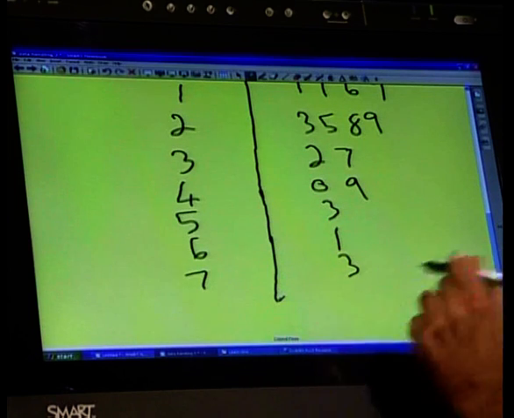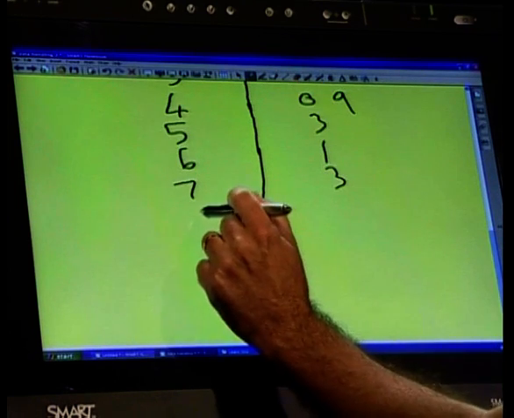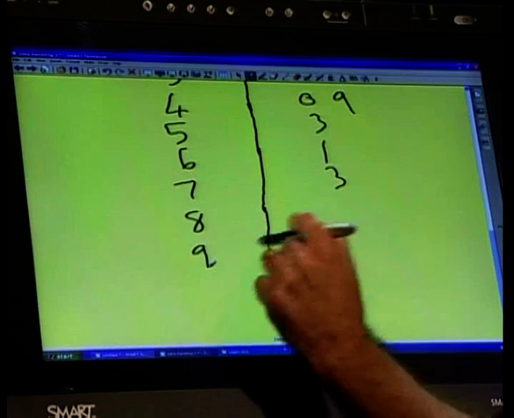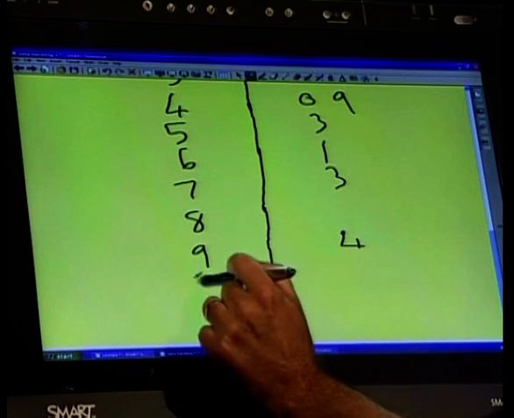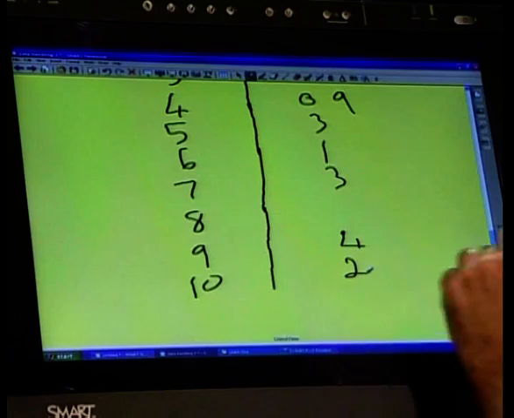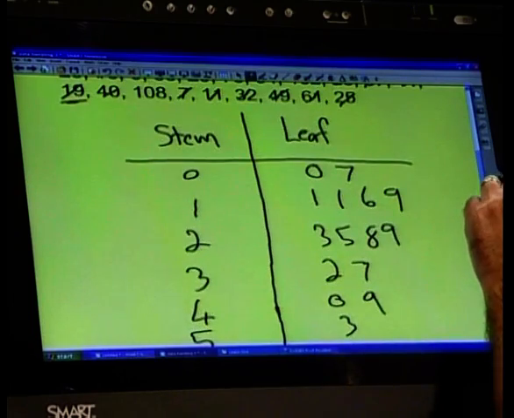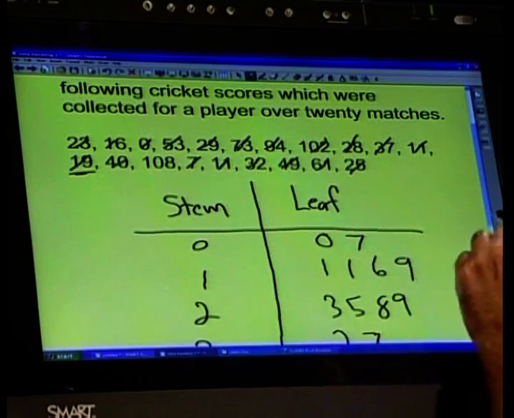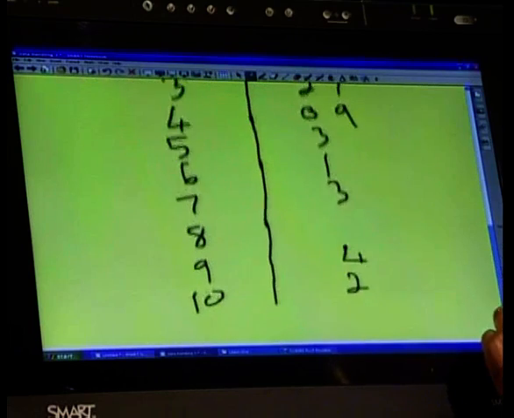We don't have anything on the 8, so let's just put it there, but we won't put any data for it. 9 had a 4, and then 10 had a 2, because we had 102. And lastly, we've got 108.